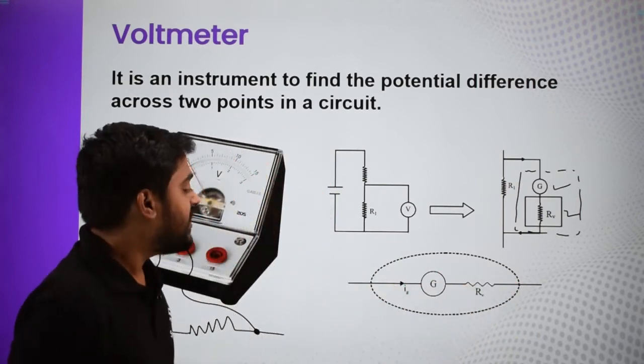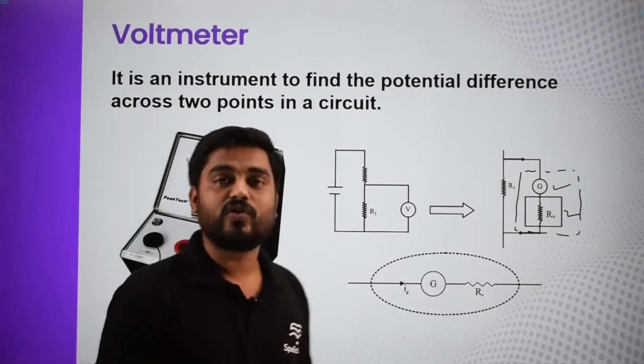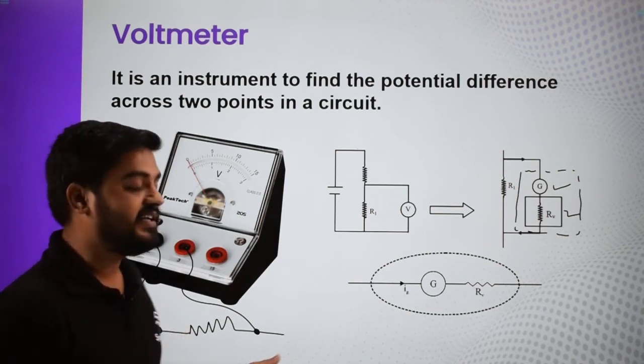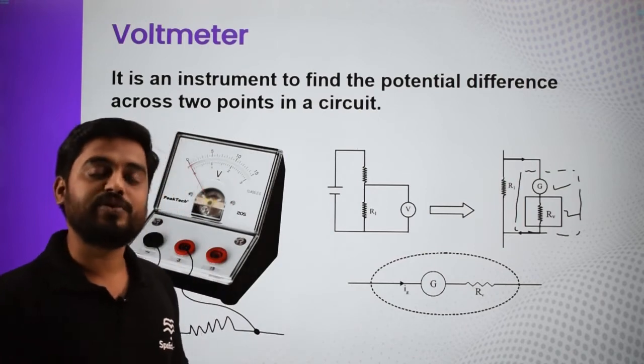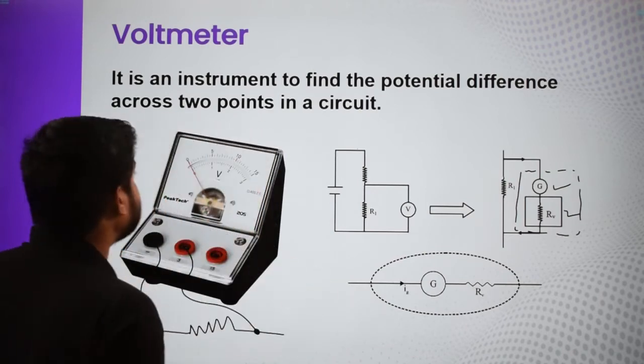Inside the voltmeter again there is a galvanometer and a resistance, but this resistance is not called the shunt. So a galvanometer can be used as an ammeter and also as a voltmeter. Both the devices, ammeter and voltmeter, consist of a galvanometer, which we are going to discuss.